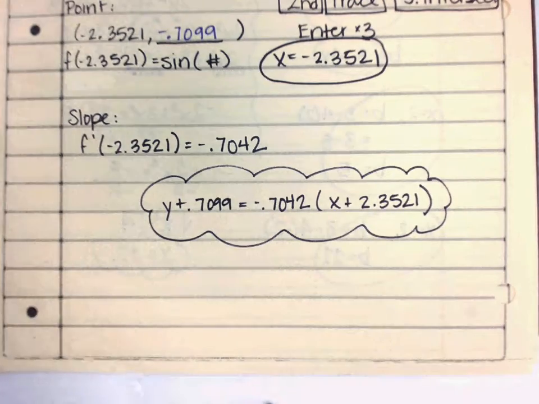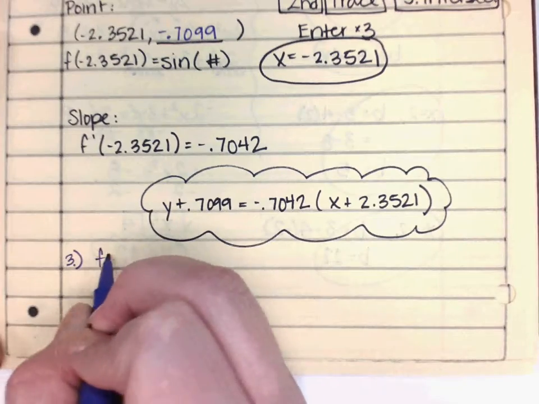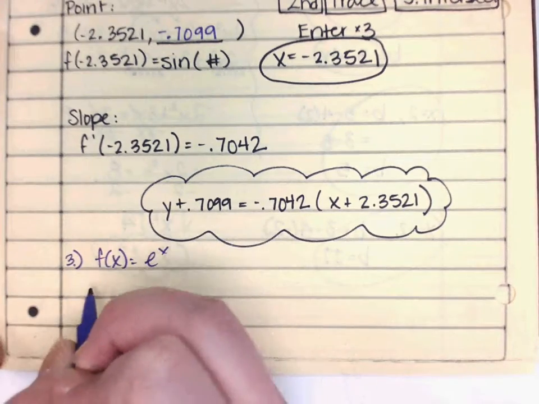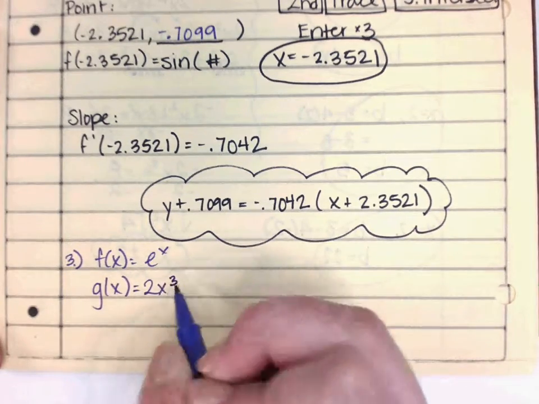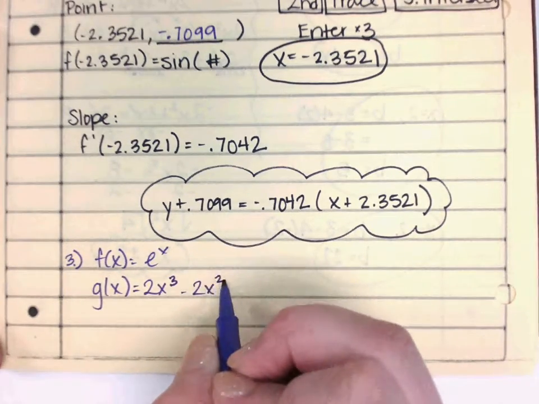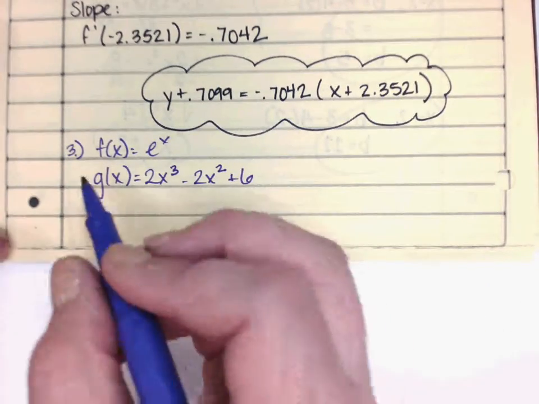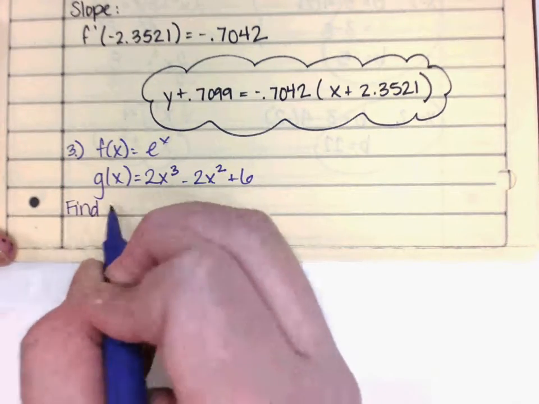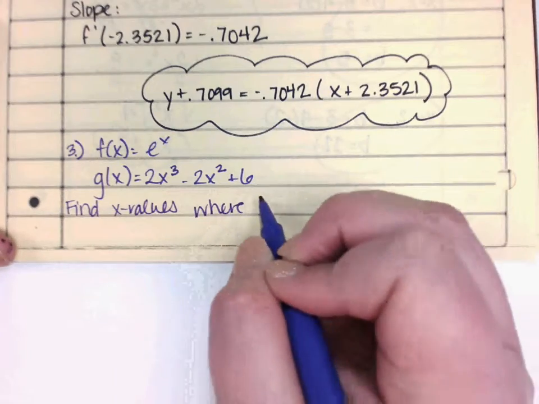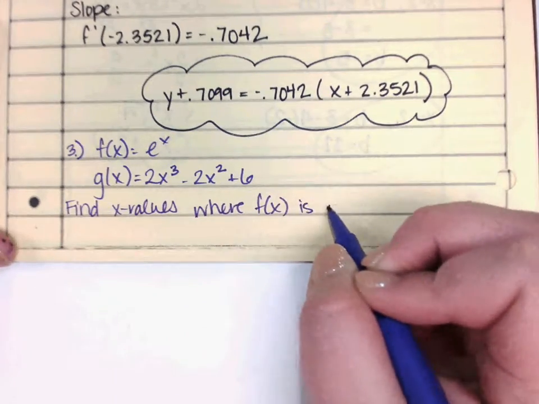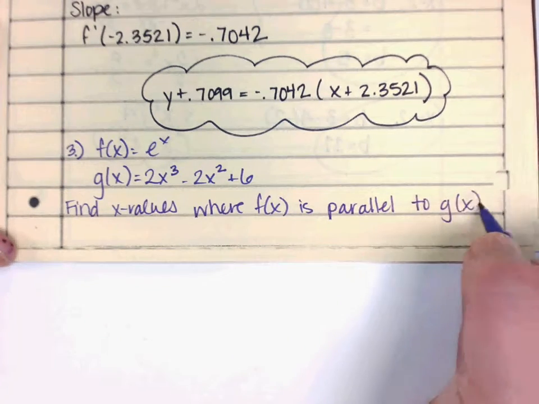Your first equation is going to be e to the x. And your second equation is going to be 2x cubed minus 2x squared plus 6. Okay, you're going to find x values, plural, where f of x is parallel to g of x.